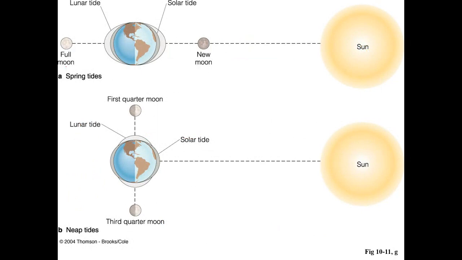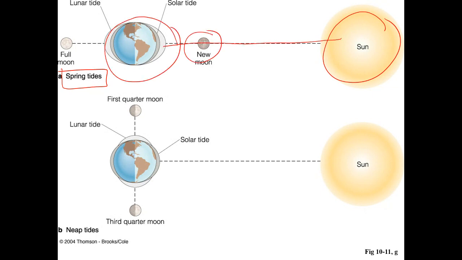Okay, so the first example, our highest high tides, those are our spring tides. The sun and the moon are in a straight line with the Earth. You're going to have your solar bulge and your lunar bulge on both sides, giving you your total highest high tide on both sides of the Earth. We find those during new moons and full moons.